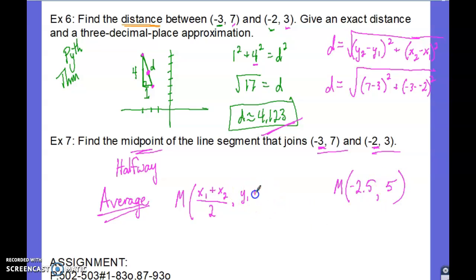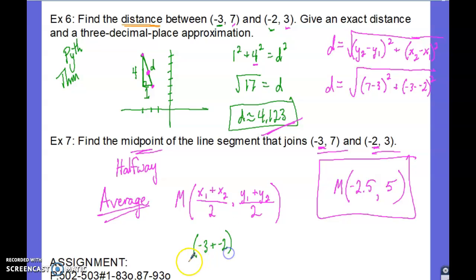But let me finish this formula. If you don't believe me that that's the right answer, just go ahead and type in these values. Is it true that -3 plus -2, which is -5, divided by 2 gives me -2.5? Yeah, it does. And then same thing with 7 plus 3, the y-coordinates. Just notice that I'm putting them in parentheses because you have to add before you divide. I've seen students not do the order of operations, so they always get it wrong. But it's 10 divided by 2, which is 5.